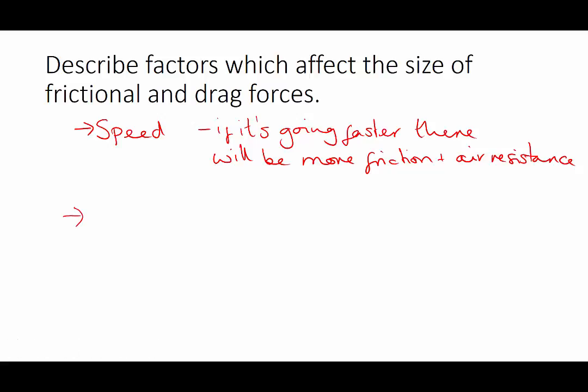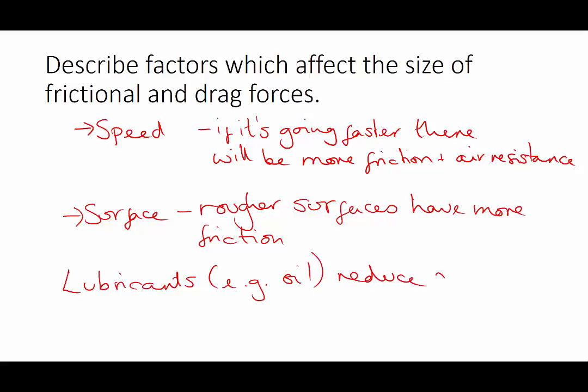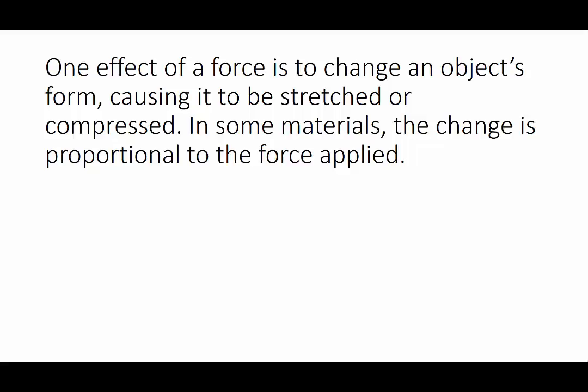Okay, the next factor that's going to affect the size of these forces is the type of surface. If there is a rough surface, then the result of that is going to be that there is more friction because the surfaces are going to rub together more. If it's a smooth surface, it's easier for them to move past each other. And we can add something called lubricant, for example, oil, which reduces the amount of friction between the two surfaces because it reduces the roughness. It fills up the spaces between the rough surfaces.